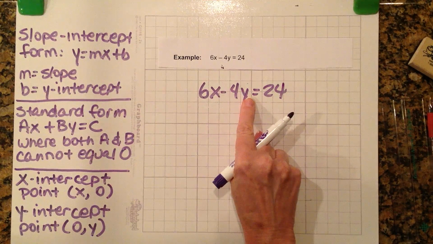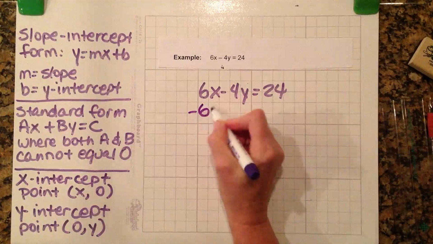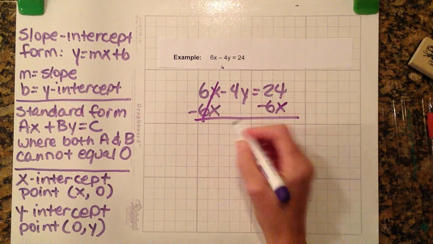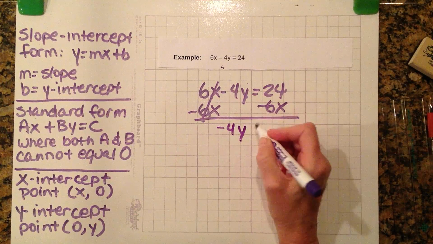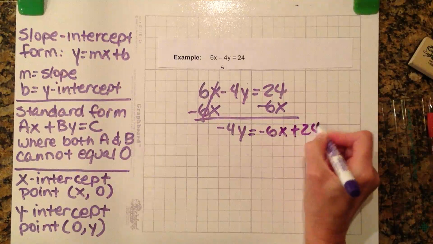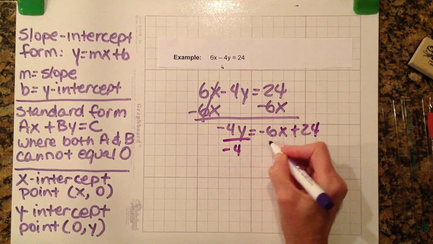So, I want to solve for y right there. Let's subtract 6x from both sides. That cancels. I get negative 4y equals negative 6x plus 24. Divide by negative 4.